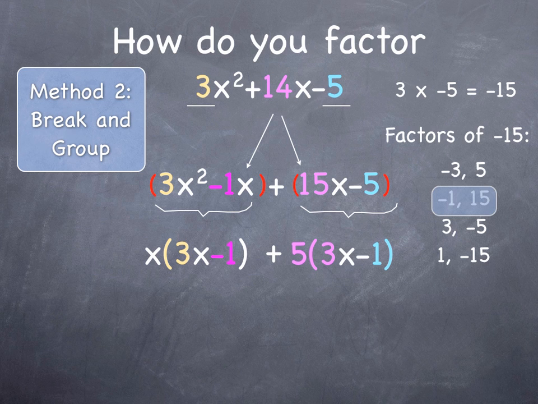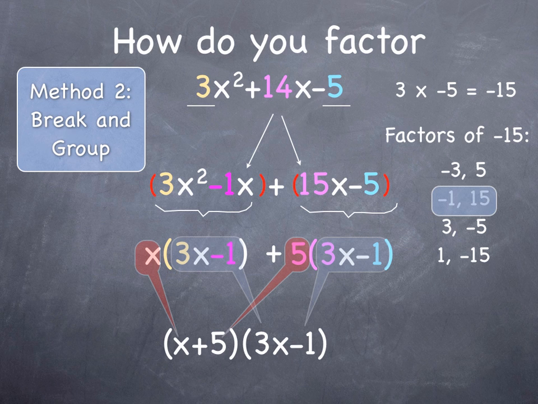Now that I've done this factoring of each individual group, I can look at this whole expression and say, is there anything that I can factor out of both the first and second chunks of this expression? Do they have anything in common? Well, they both have the quantity 3x minus 1 as a factor. So I can factor 3x minus 1 out of both terms. And when I do that, what's left behind is x plus 5. So now I have the correct factorization of 3x squared plus 14x minus 5. It is x plus 5 as the first factor, and 3x minus 1 as the second factor.